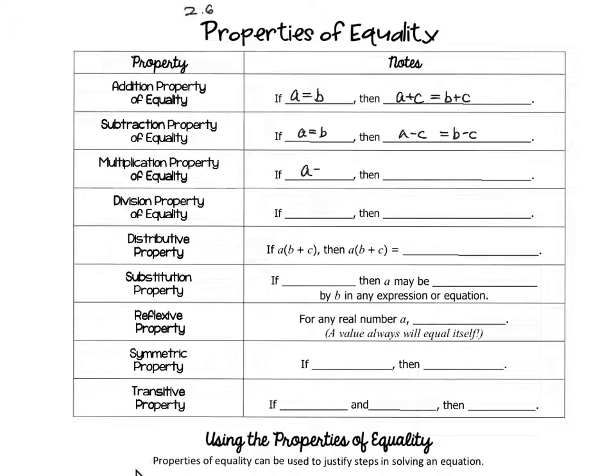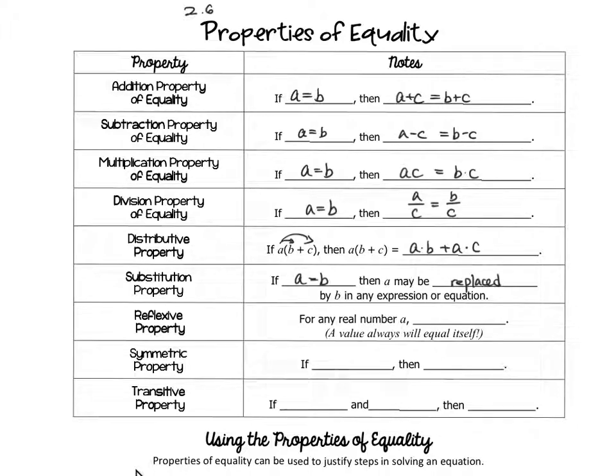Multiplication, it's very much the same thing. So A times C equals B times C. Division, still, if A equals B, then A divided by C should equal B divided by C. Distributive property, something we learned in Algebra 1. A times (B plus C) is A times B plus A times C. And substitution, if A equals B, then A may be replaced by B in any equation.